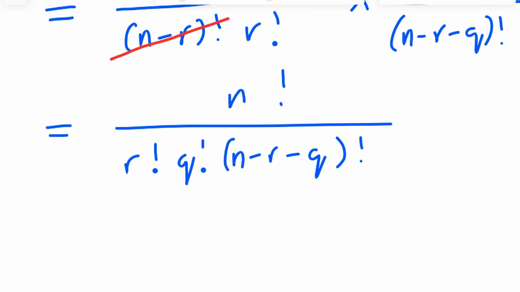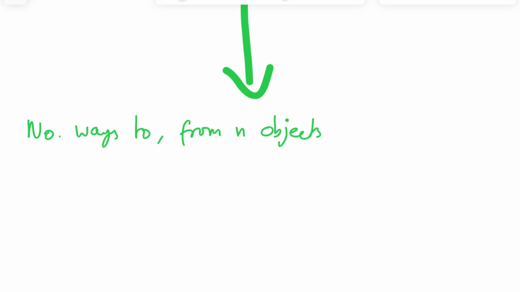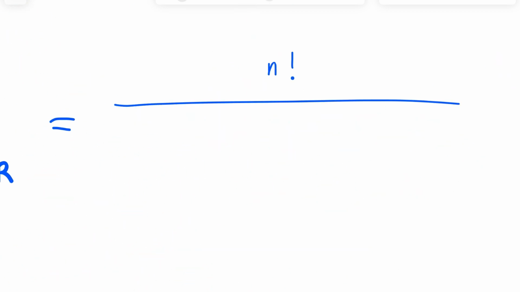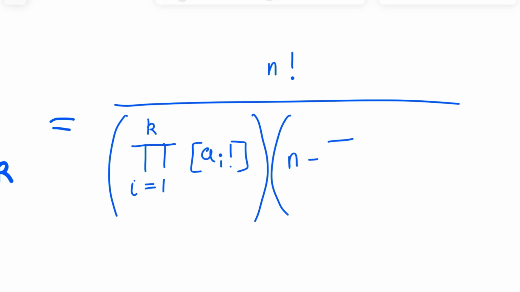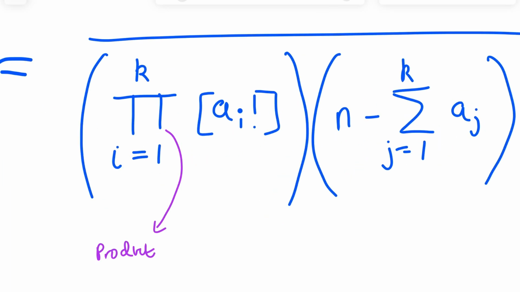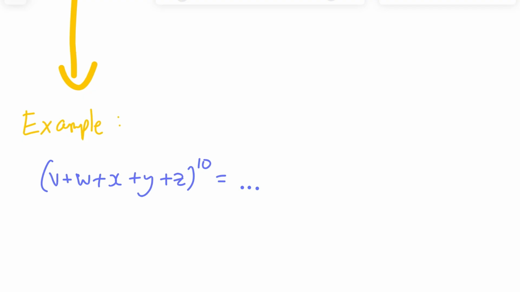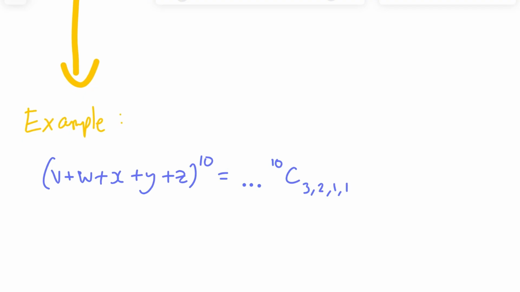And indeed, this can be extended to any number of variables. If you have n choose some variables, then the value is going to be n factorial over the product of the factorials of your variables times n minus the sum of all your variables, factorial. So, for example, if you were calculating (v + w + x + y + z)^10, then the coefficient of the v^3 w^2 x y z^3 term would be this here, which is equal to 50,400.